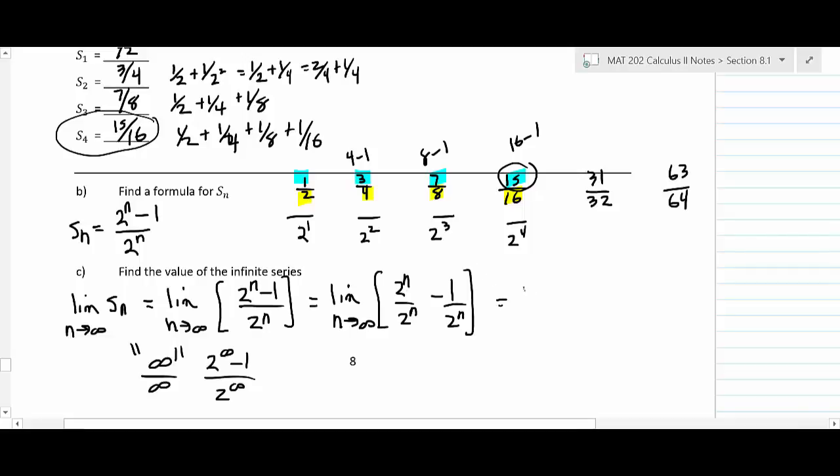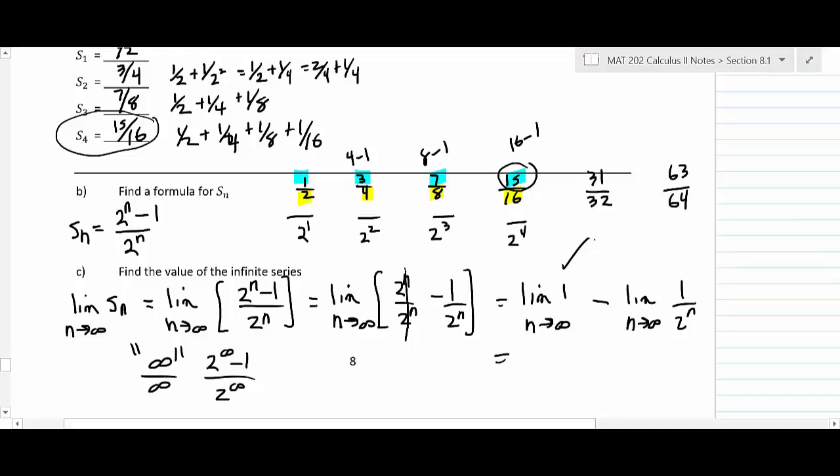So what I really have is the limit, that becomes 1 as n goes to infinity, minus the limit of 1 over 2 to the n as n goes to infinity like that. Now we got everything we need to know. What's the limit of a constant always?